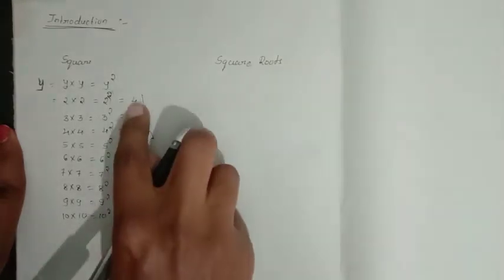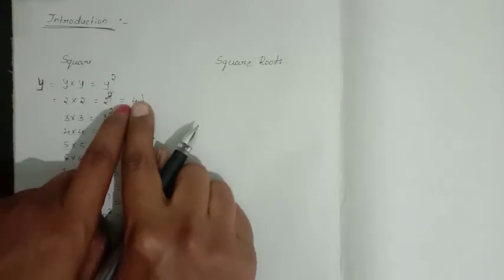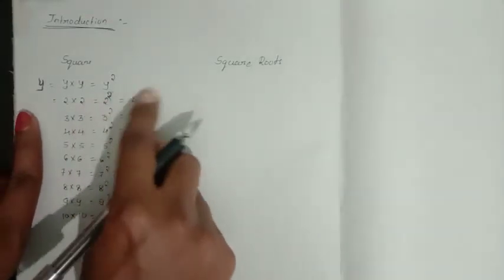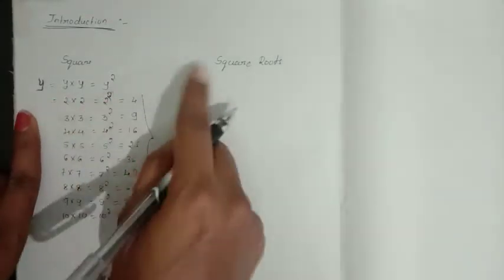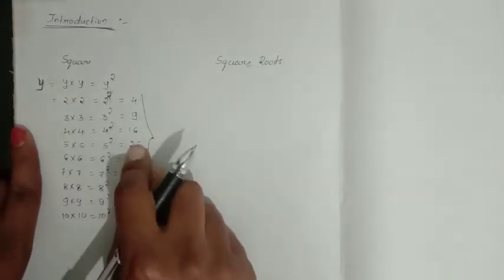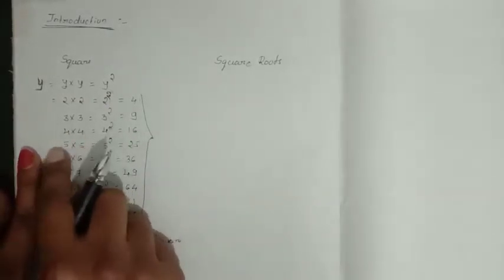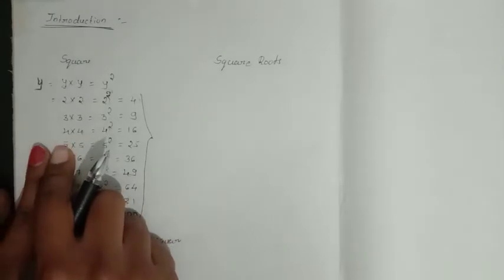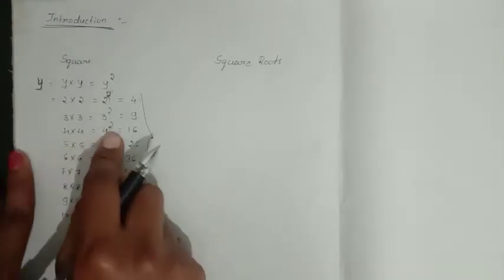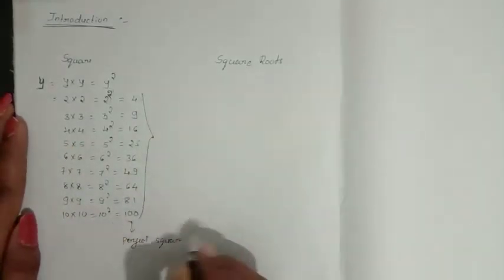Is 4 a perfect square? Yes, it is a perfect square, because we can represent it as 2 into 2. Is 25 a perfect square? Yes, it is a perfect square, because it can be written as 5 into 5, or 5 square. This word will come again and again.